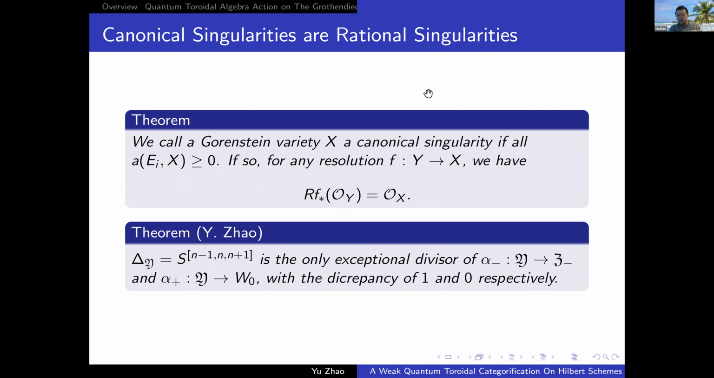So our main theorem over here is that we have alpha minus and alpha plus, and what's the exceptional divisor? The exceptional divisor could only be the delta Y we have defined over here. This part is trivial, but the non-trivial part is that we show that the discrepancies of those two morphisms are 1 and 0 respectively. Because 1 and 0 are both non-negative, we show that these two varieties really have canonical singularities. So any question right now?